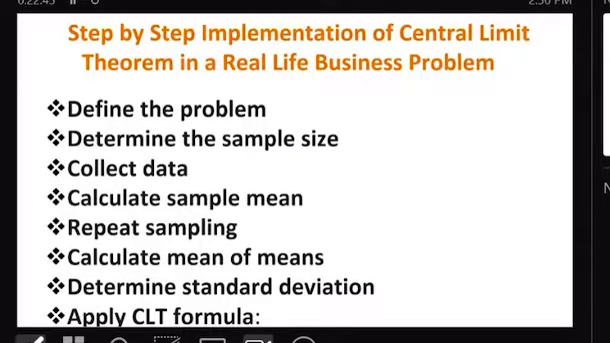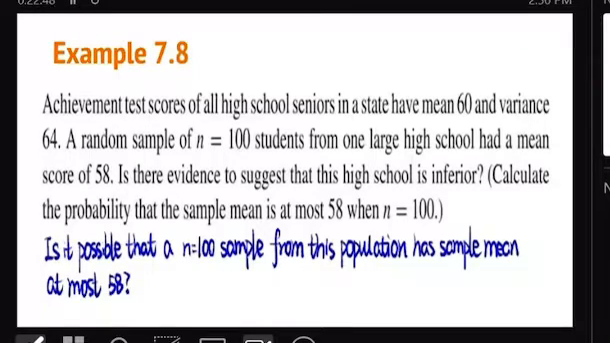Okay. Now, I got this example from the textbook, and I wanted to sit back and ask questions where necessary. Here, achievement test scores of high school seniors in a state have mean 60, variance 64, and a random sample of n equal to 100 students from one large high school had a mean score of 58. Is there evidence to suggest that this high school is inferior? Calculate the probability that the sample mean is at most 58 when n equal to 100.